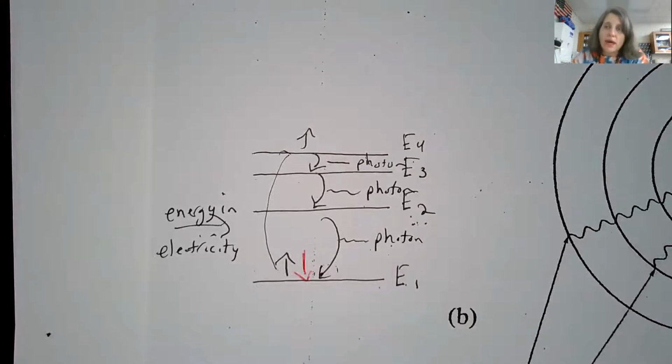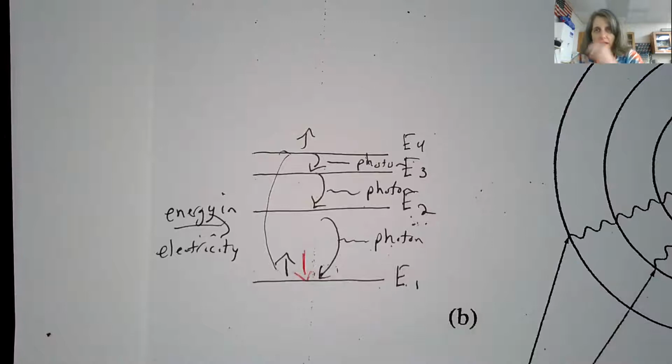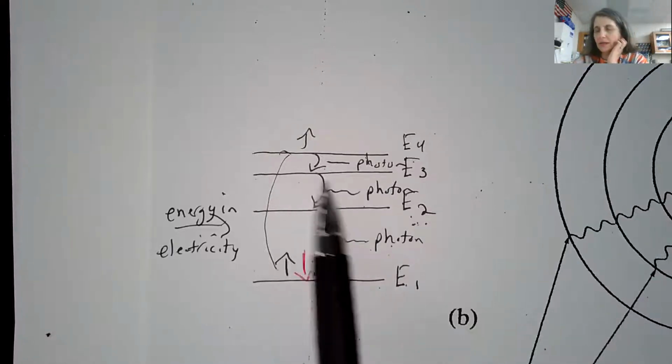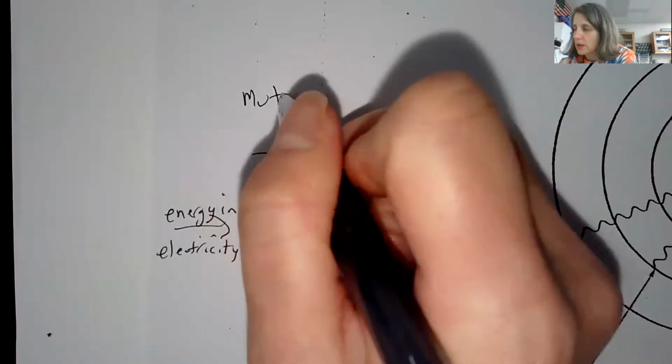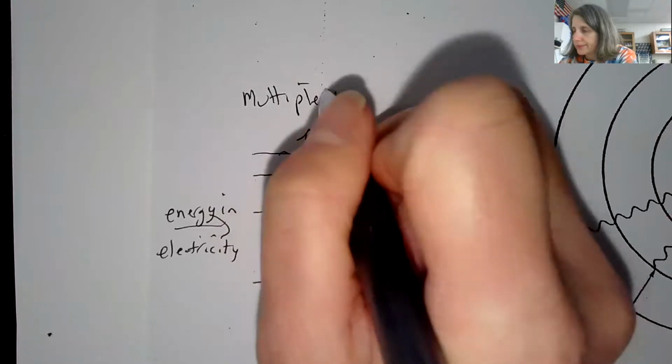Okay. And so that is a way to think about why we see the distinct lines that we do in emission spectra. Well, it has to do with, again, what kind of transitions it is going through. So this is what we call multiple transitions.